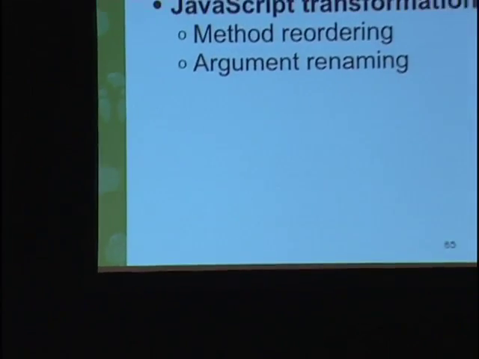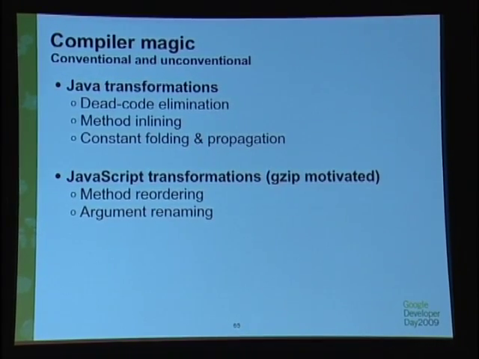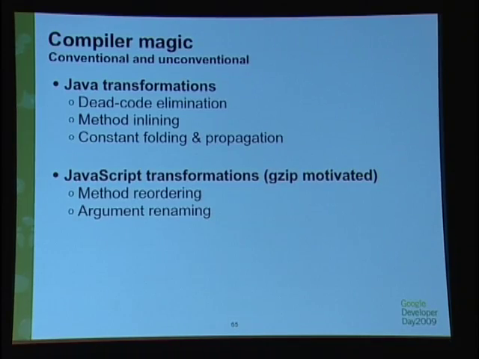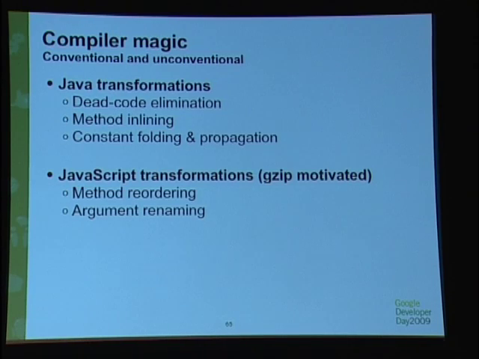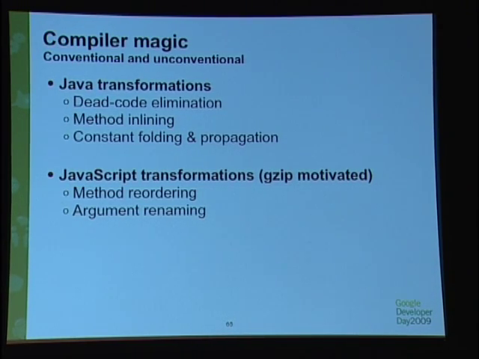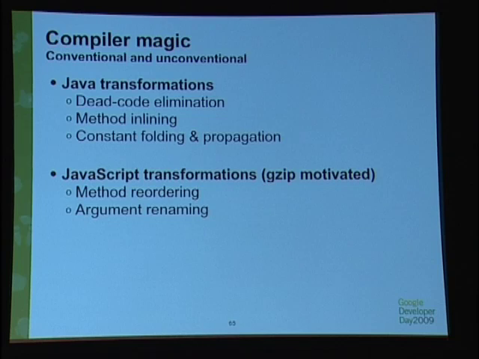Now these are just a hint at some of the compiler magic that we do. We have conventional compiler optimizations and very unconventional ones, because GWT is a little bit different than other toolkits. The Java transformations we can do are, for example, dead code elimination, where we take code that we know is not executed and remove it. The method inlining I talked about, and then constant folding and propagation. If I say A equals 4, and then somewhere else B equals A plus 2, I know that B is 6, and so I can just inline it in the browser. And that can have some efficiencies in the code as well.